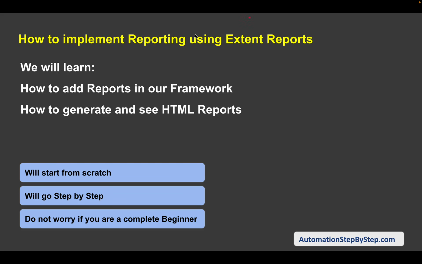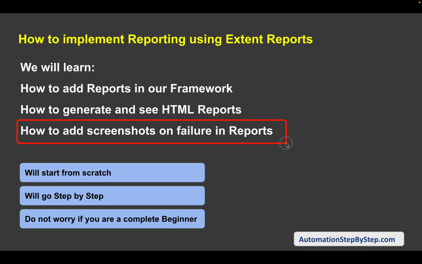So today we are going to add reports in our testing framework, and then we will generate and see our HTML reports, how they look like, and then we are also going to add screenshots. You can add screenshots wherever you want in your reports, or you can also automatically configure it so that screenshots will be added whenever there are any failures, and these screenshots will be available in your HTML reports. Okay, so this is what we are going to learn today.